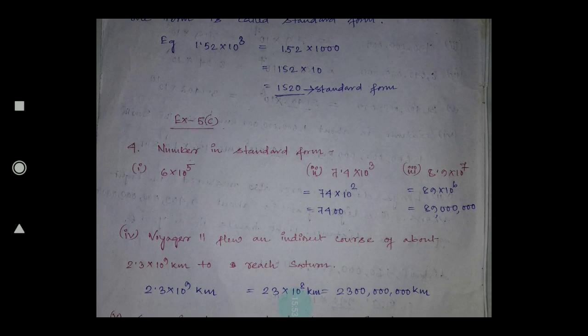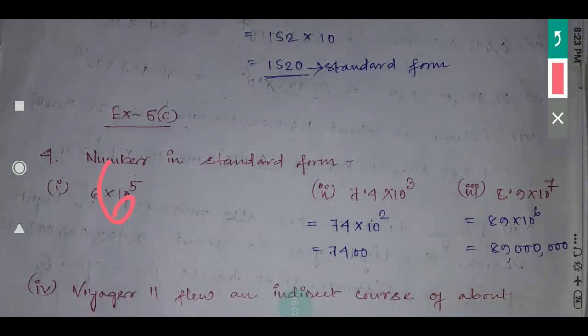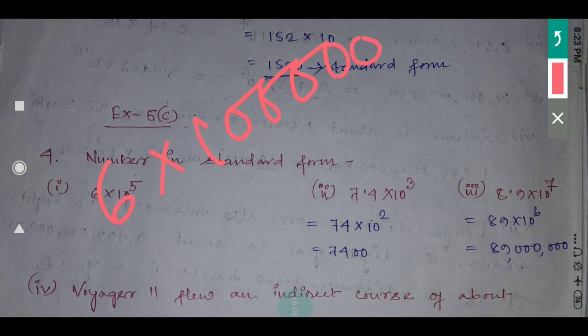So now see question number 4. Write the number in standard form: 6 into 10 power 5. This one you can do by yourself. 6 into 10 power 5 means how many zeros? 5 zeros.